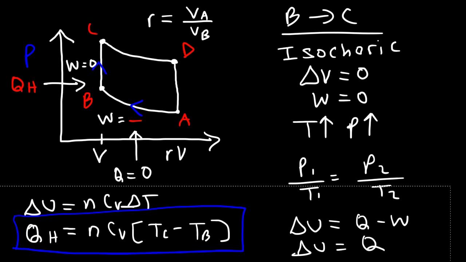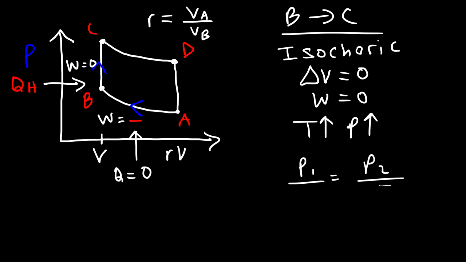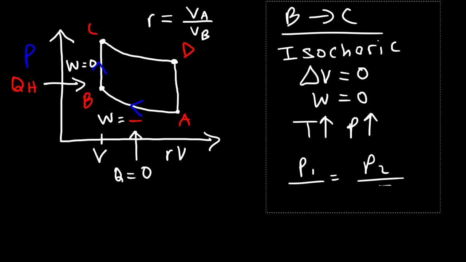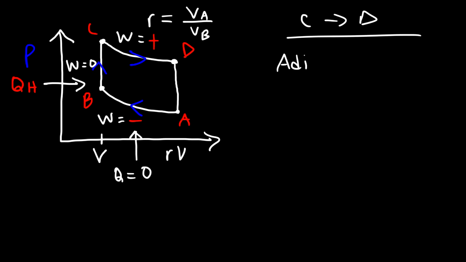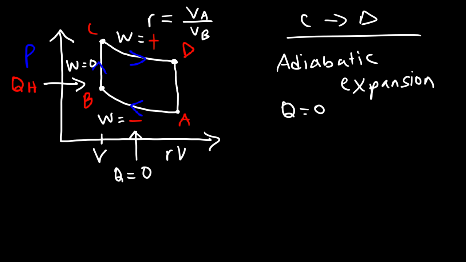Now let's move on to the next part. So this time we're going from C to D. So the gas is expanded. So the work done is going to be positive for any type of gas expansion. So as we go from C to D, this is an adiabatic process. Specifically, an adiabatic expansion.